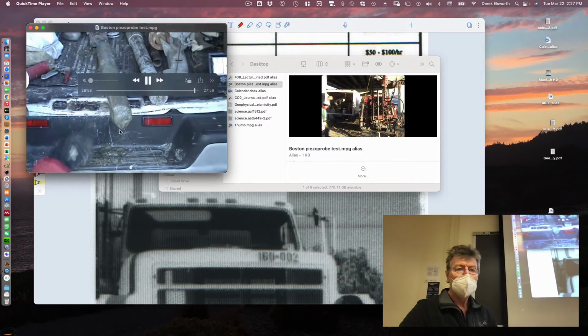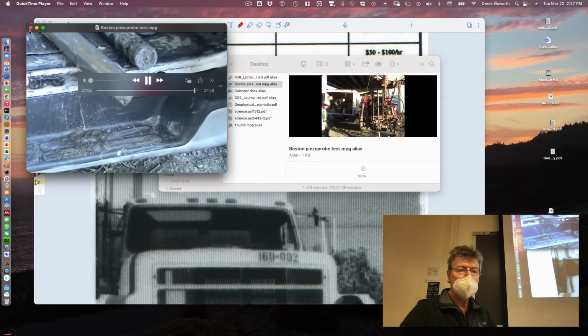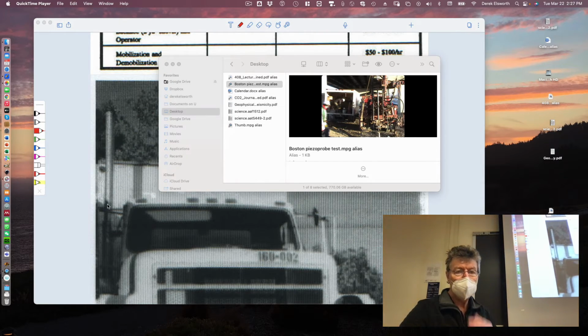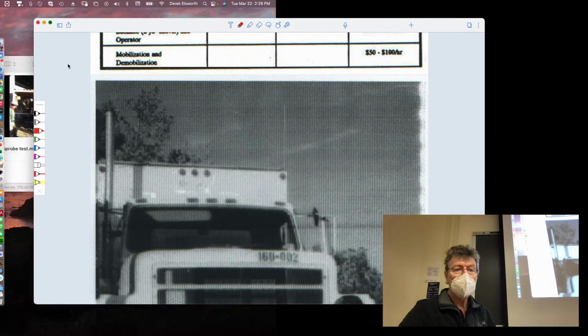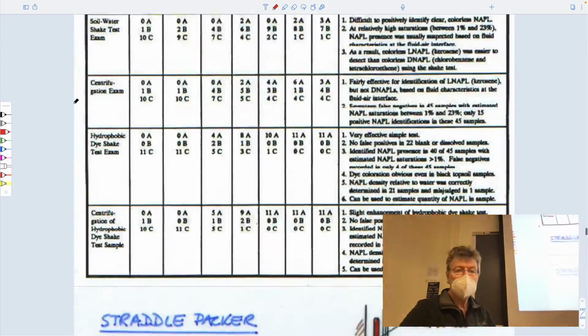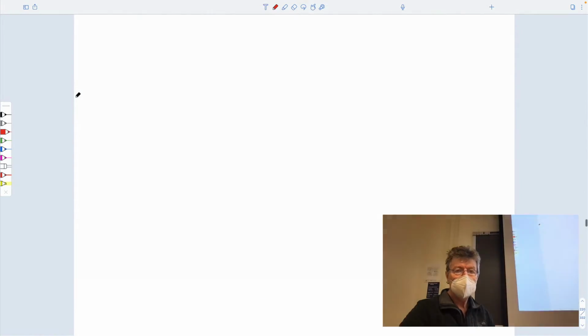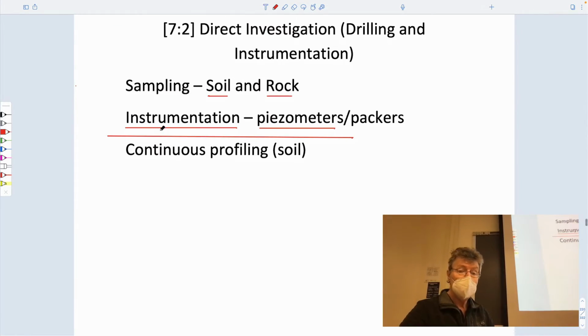So, that's the idea of a drill rig. Again, once you've seen and done these things once, you know exactly how to do it for all time. We talked about three things. One would be drilling and sampling. The second would be instrumentation, so packers, which we'll go back to and talk about. But the other one is using direct push methods.